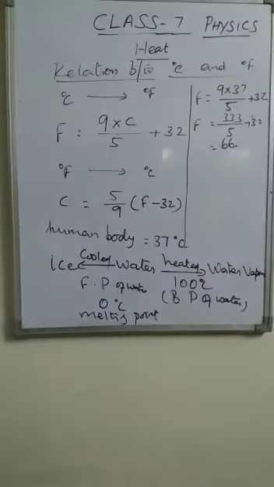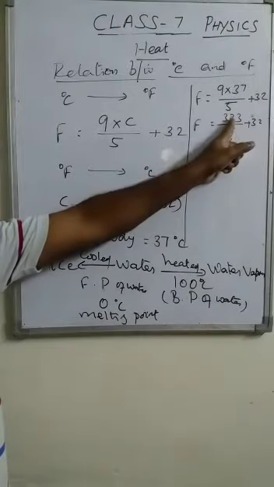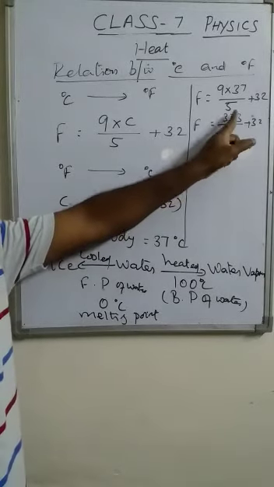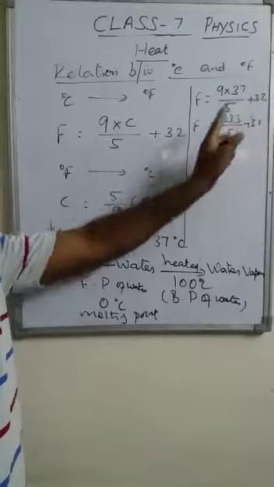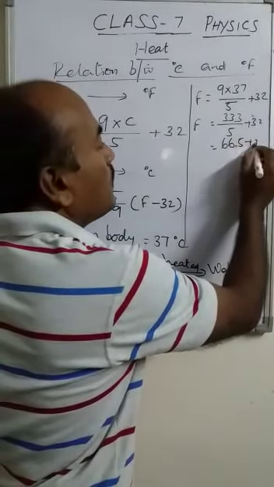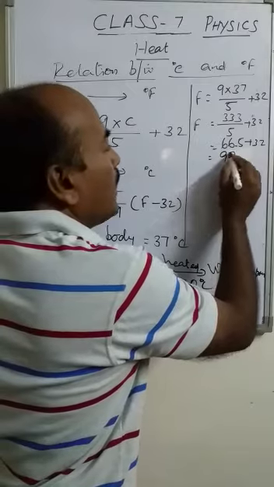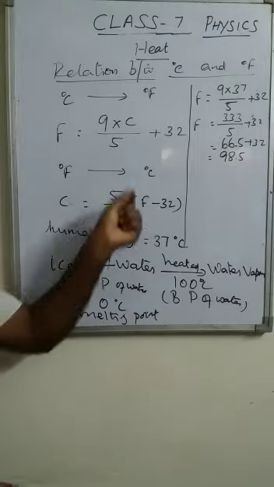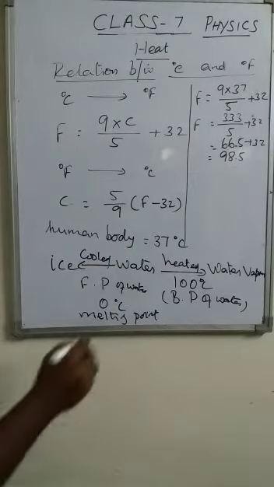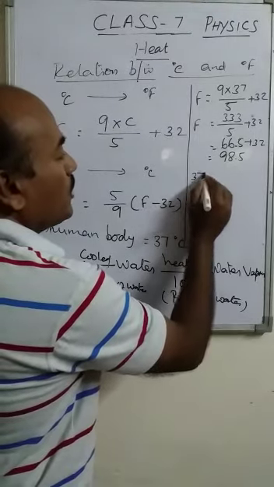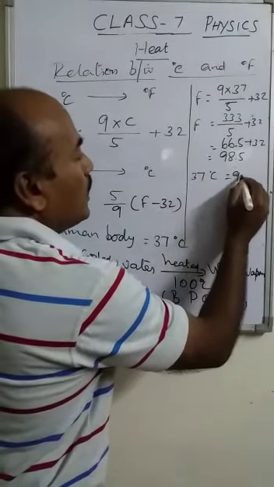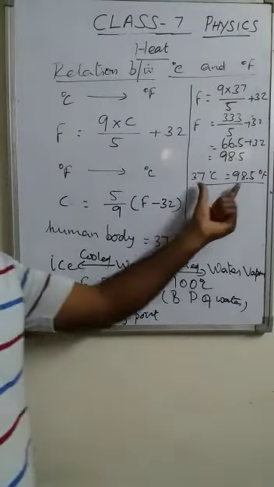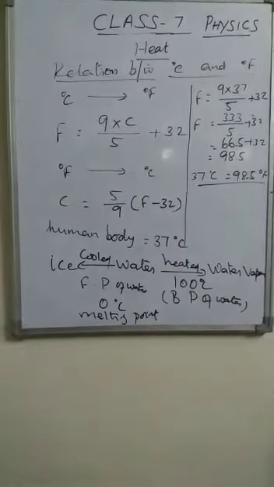Dividing 333 by 5: 5 sixes are 30, 3 remaining, and so on, which gives 66.6. Then 66.6 plus 32 comes to 98.6. So when we change 37 degrees Celsius into Fahrenheit, it is about 98.6 degrees Fahrenheit. This is how we change degree Celsius into Fahrenheit.